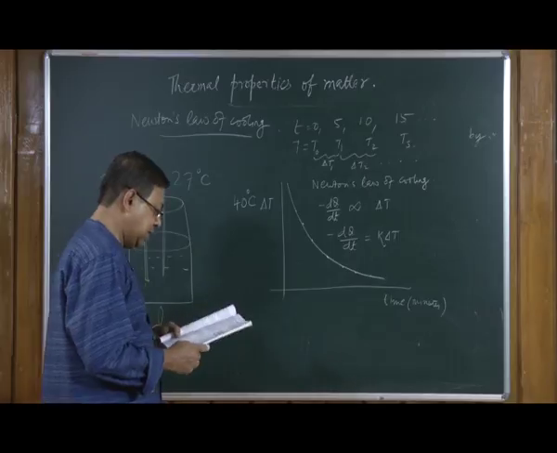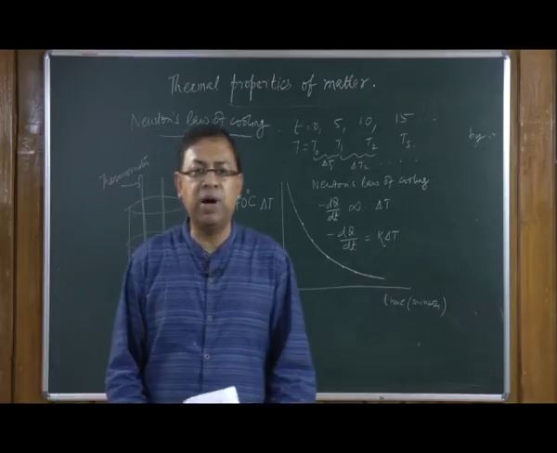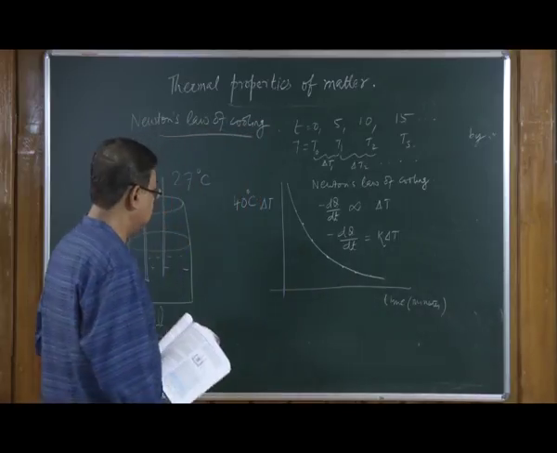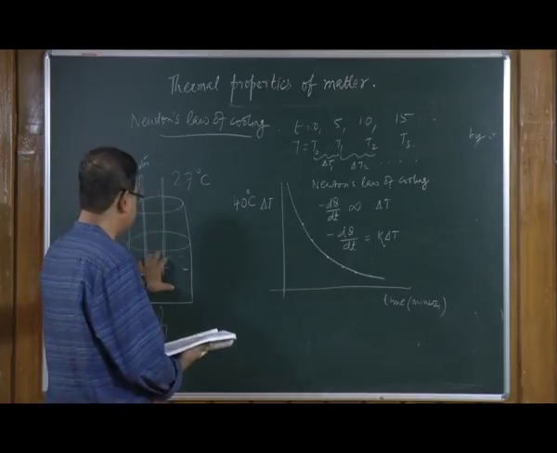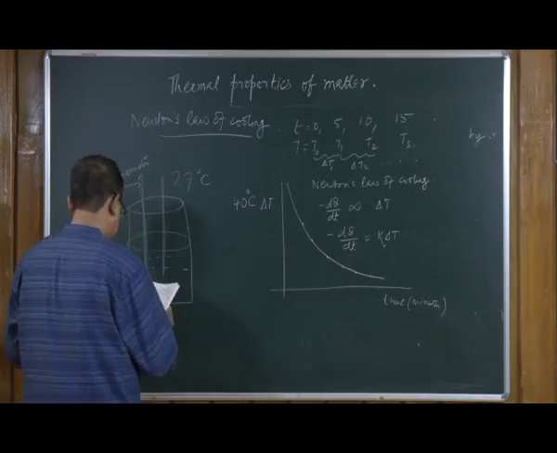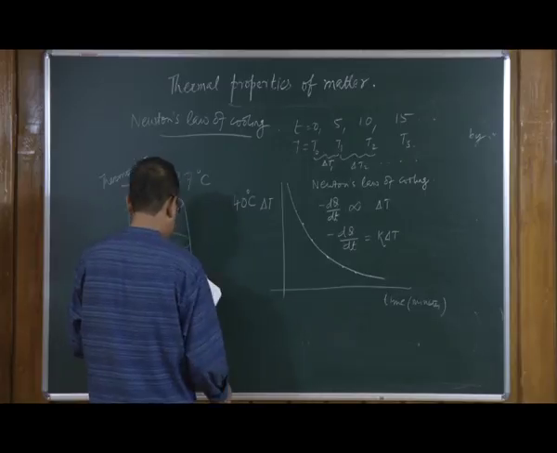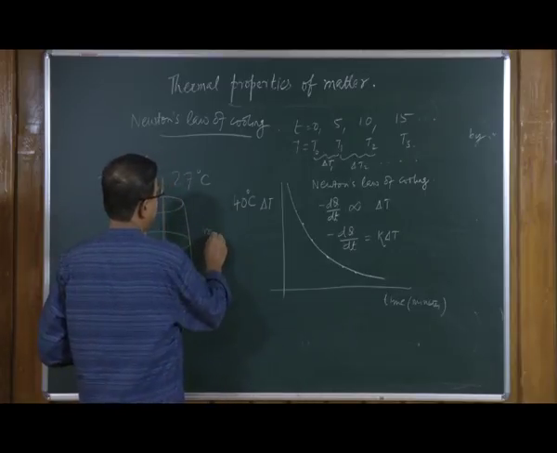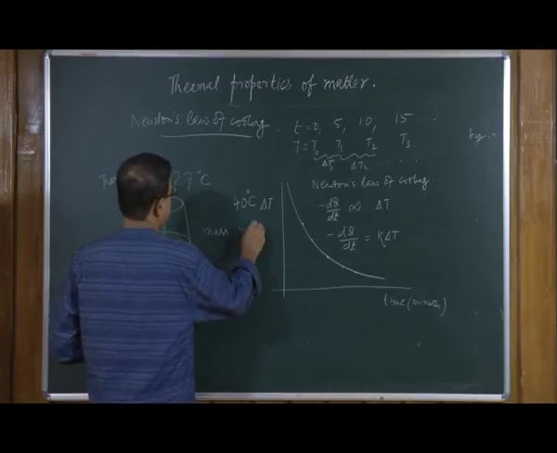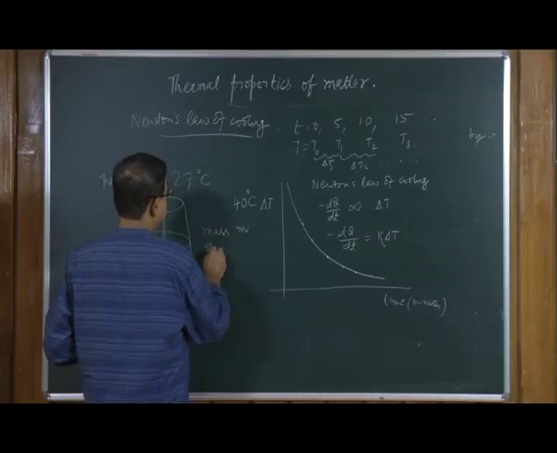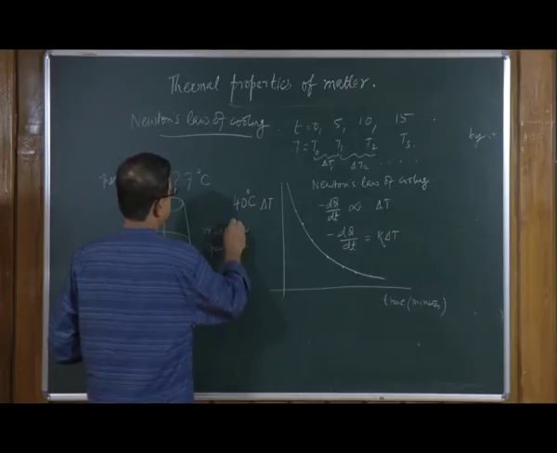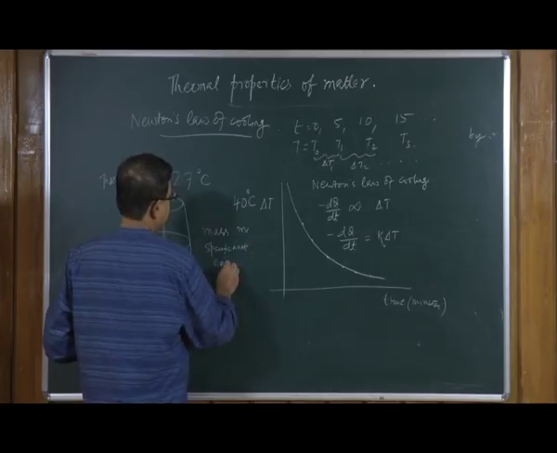And let us now talk about a body of mass m. So, this substance say has mass m and specific heat capacity C.